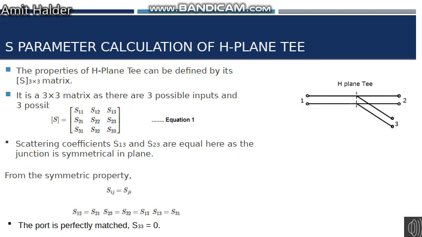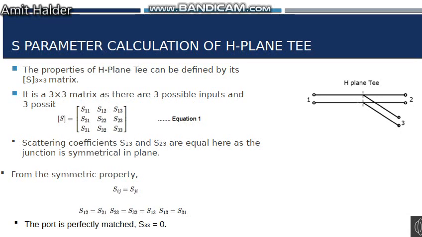Now, for the S parameter calculation for the H-plane T, the properties of the H-plane T can be defined by its 3 by 3 S matrix. As you can see here, it is quite parallel, with S13 and S23. So that is a 3 by 3 matrix from equation 1. You can get it, and the symmetric property will also carry, and if the port is perfectly matched, we will get S33 equal to 0. The scattering coefficients S13 and S23 are equal here, as it is symmetrical in plane.